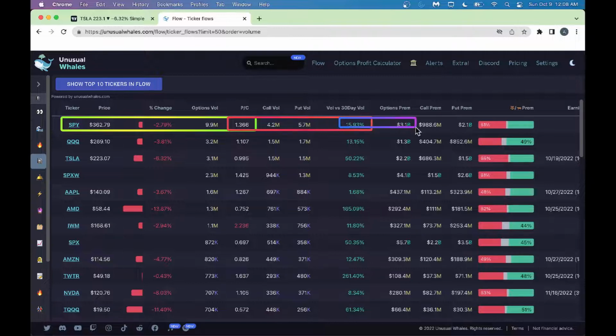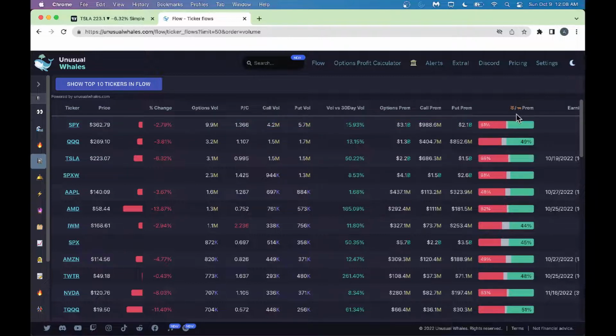And you got options premium, both call and put premium. Look, folks are really buying put option. That's why put premium is high. And it also gives you the bull and bear. Look, bear is 51%, and bull is just remaining 49%, as you can see here.